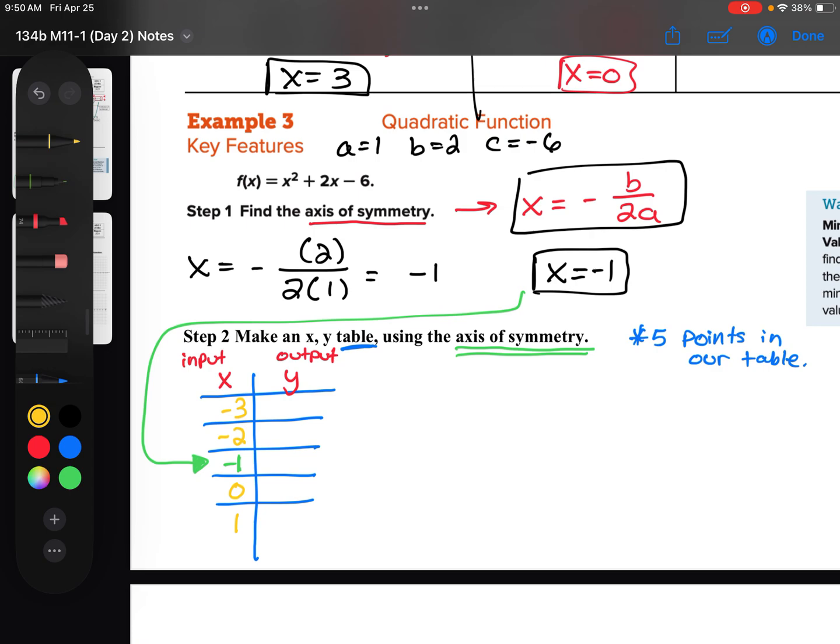Now, I'm going to show you how to get the outputs for this using your school calculator, and then I'm going to show you another way, okay? So once you have created this table, we have the inputs and the outputs. I need to type in my function. So my function here is y equals x squared plus 2x minus 6. We need to type this in to our calculator.